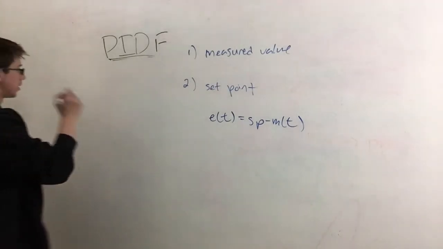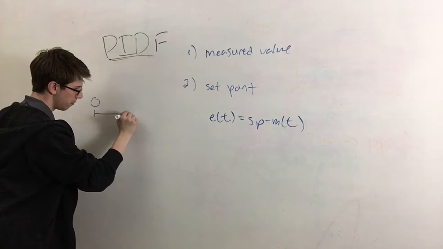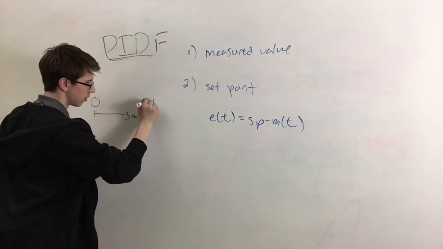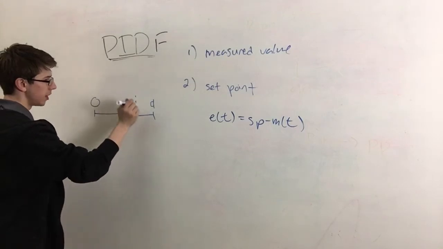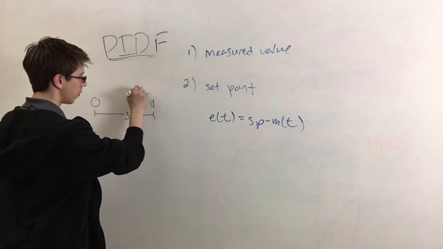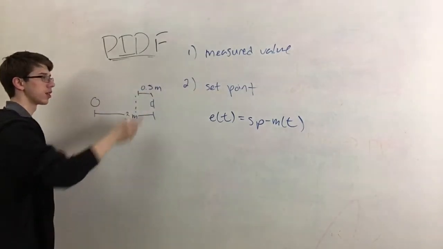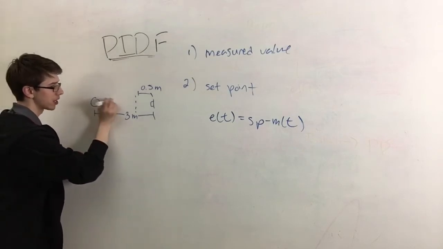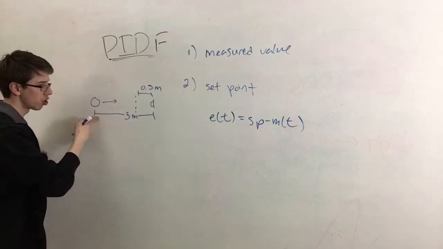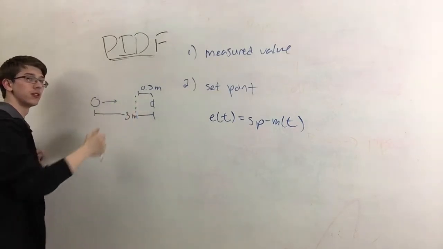Let's say that our ball is currently three meters away from a sensor. Yes, it's a good sensor. And let's say that we want it to be only 0.5 meters away. Right? So our set point is 0.5 and our measured value is 3. So we would expect it to start moving this way and start slowing down as it gets closer and closer and closer to this point.